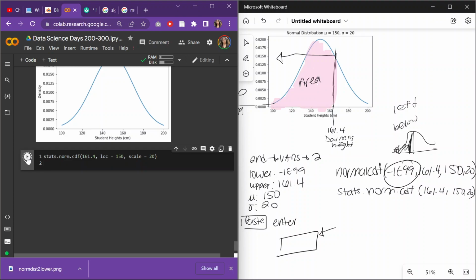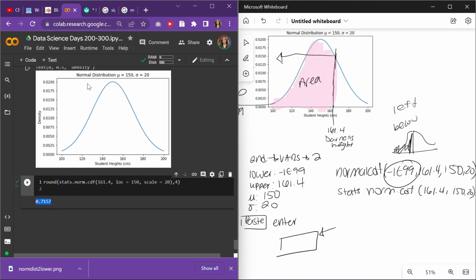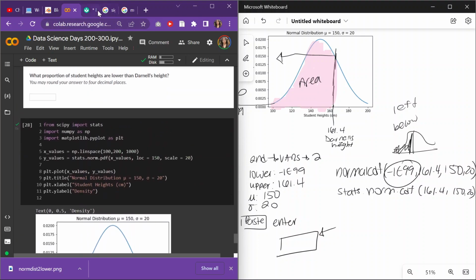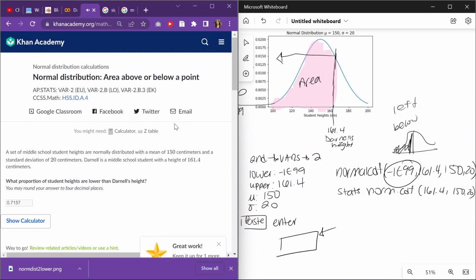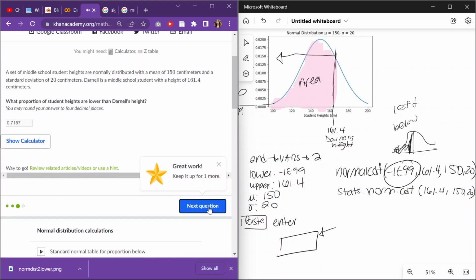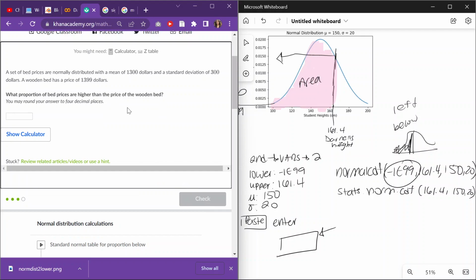Okay, so if you run that, that's your proportion. You want to round it to 4 decimal places. Oh, it's because I never told it to round. Okay, 4 decimal places, and it should give you that answer. And that is the proportion of students whose height is lower than Darnold's height, which is 161.4. Okay, so that's right.